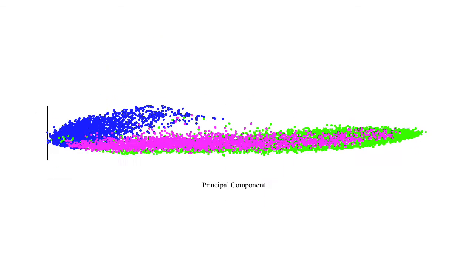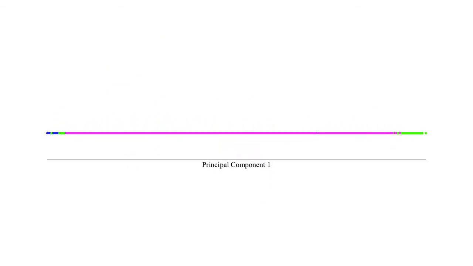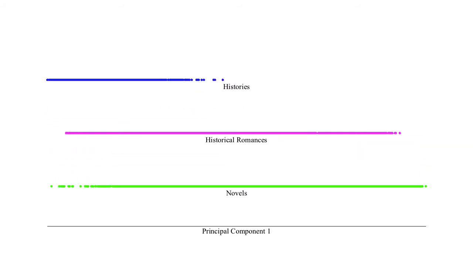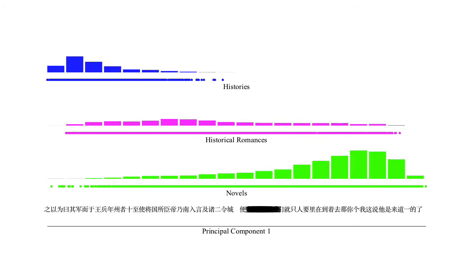We can actually compress this and look just at a single dimension at one time. And here we're looking at the first principal component, and I'm going to break these apart so we can more easily see how they're dispersed. I'm going to show you some histograms of where they appear along this first principal component, and the characters themselves for reference. What we can see is that the histories are far more dominant on the left side of the graph. The historical romances are pretty evenly dispersed across the entire principal component space, and the novels are focused largely on the right side.